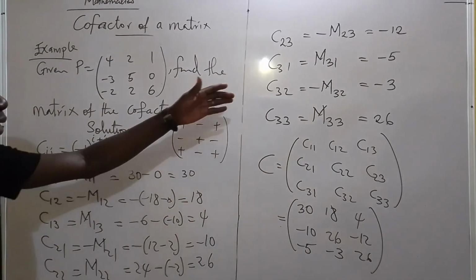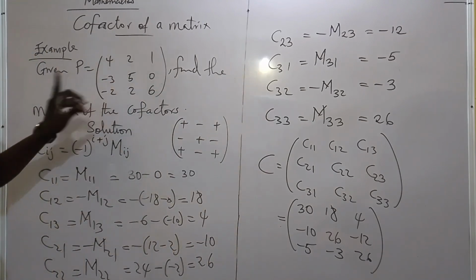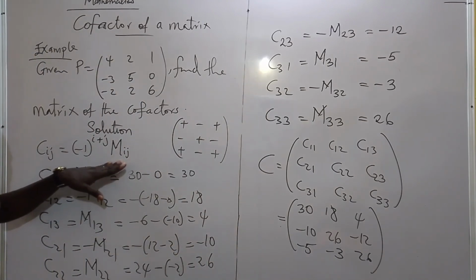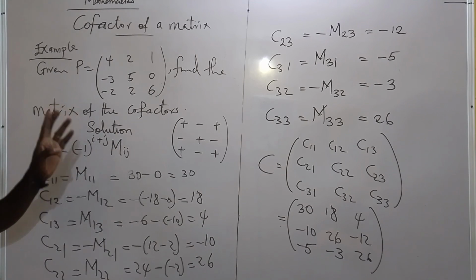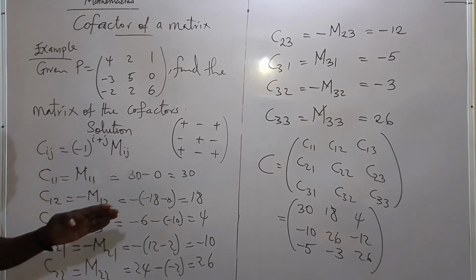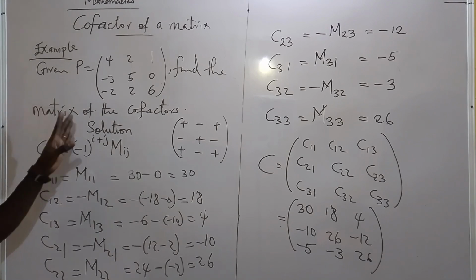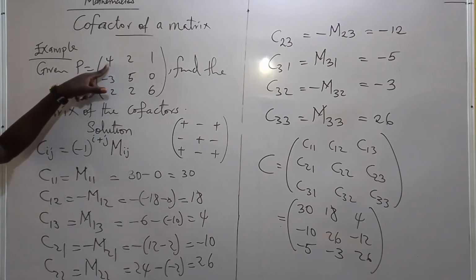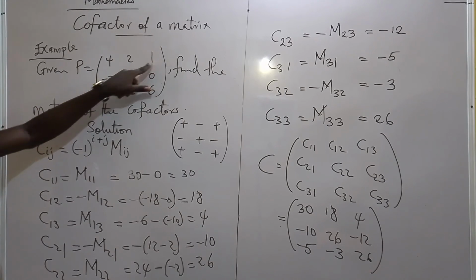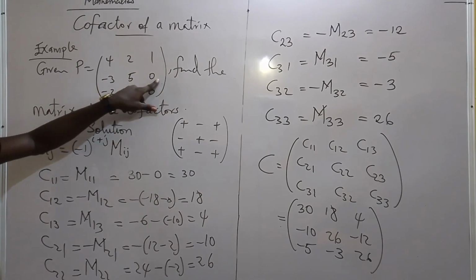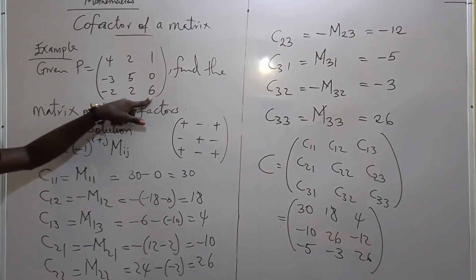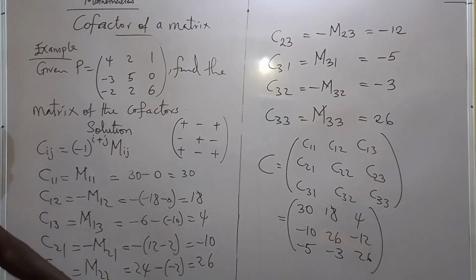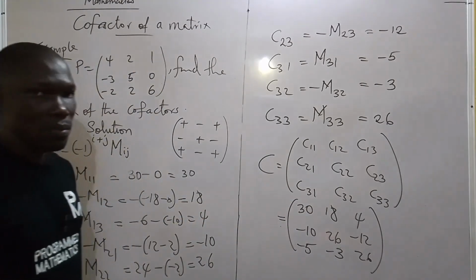Okay, so the other thing now is how to get the minor. Don't forget, the minor simply means the determinant of the submatrix when the row and column to which an element belongs are deleted. So the minor is calculated for each element of the matrix. So you calculate the minor for 4, minor for 2, minor for 1, minor for -3, minor for 5, minor for 0, minor for -2, minor for 2, and minor for 6. That is exactly what we have done here. So when we have all of these together, we can then put them together into a matrix.